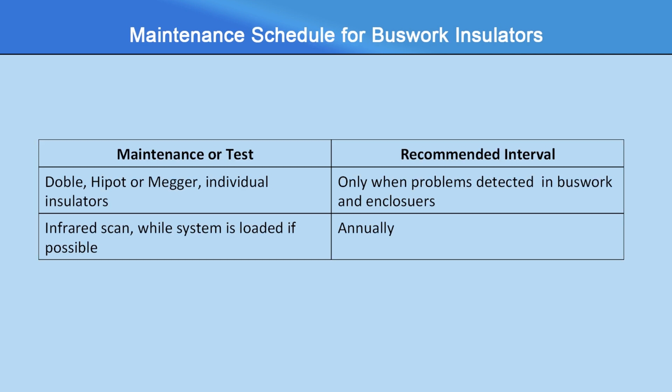Now let us discuss the maintenance schedule for buswork insulators. In this, the first test performed is double, hipot or Megger on the individual insulators. This is performed only when problems are detected in buswork and enclosures. Next test is the infrared scan while the system is loaded if possible, and this is performed annually.